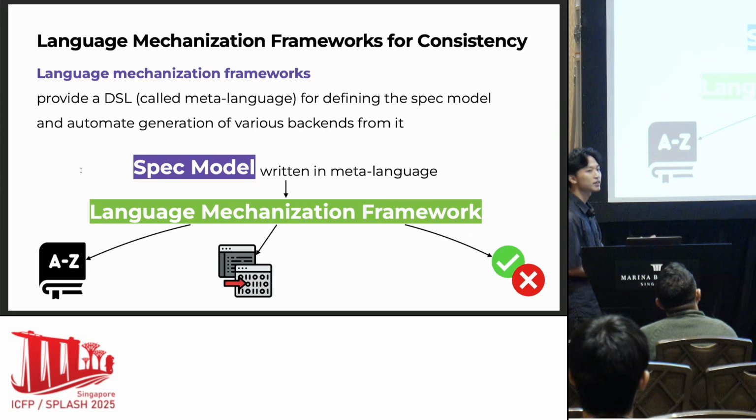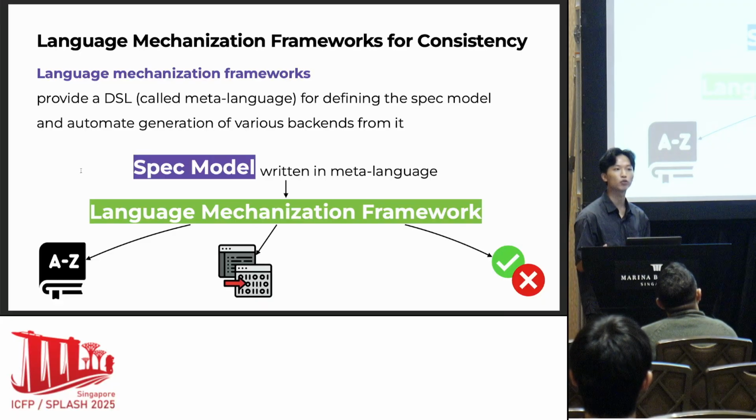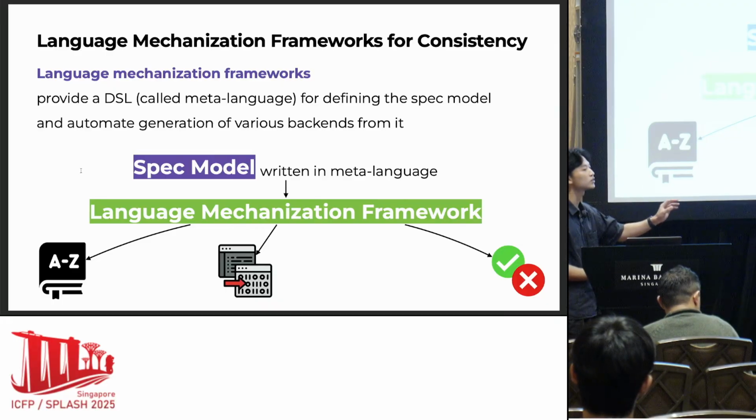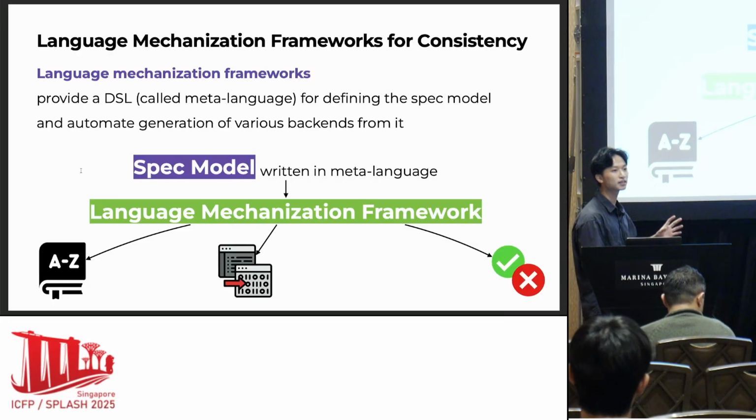Then, language mechanization frameworks allow us to systematically define the spec model. They come with a domain-specific language called a meta language for defining the spec model. And because the spec itself is written in a DSL, we can parse the specification and apply various automated manipulations on the spec. Then, language mechanization frameworks can automatically derive various backend representations starting from the specification model. So this can solve the inconsistency problem while allowing the spec model to evolve.